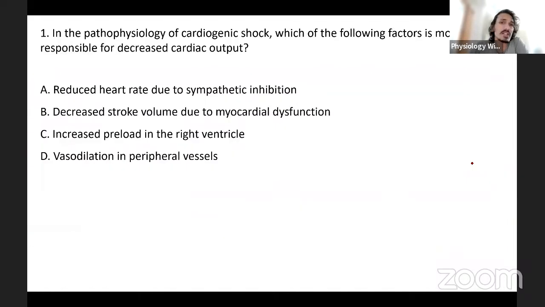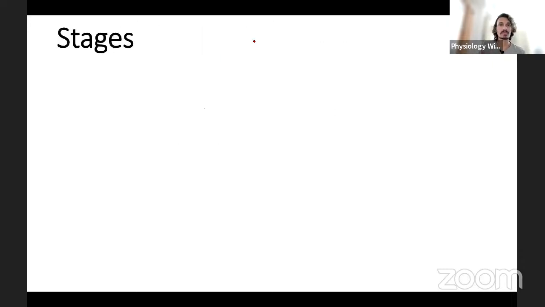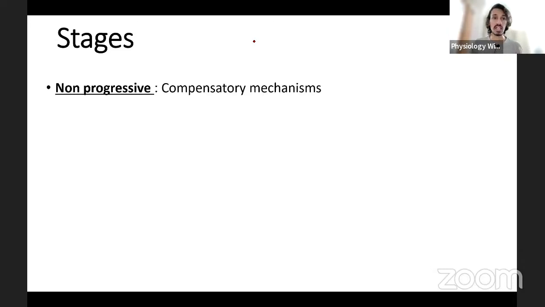In the pathophysiology of cardiogenic shock, which of the following factors is most directly responsible for decreased cardiac output? Decreased stroke volume due to myocardial dysfunction. So we're talking about cardiogenic shock. That is the one that fits best into the picture, and the rest of the options don't make sense. So we'll talk about stages.